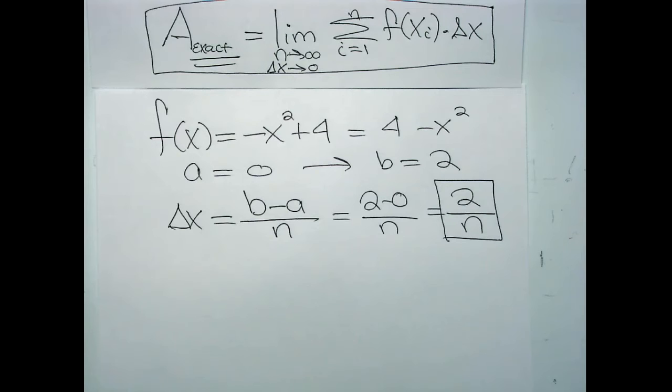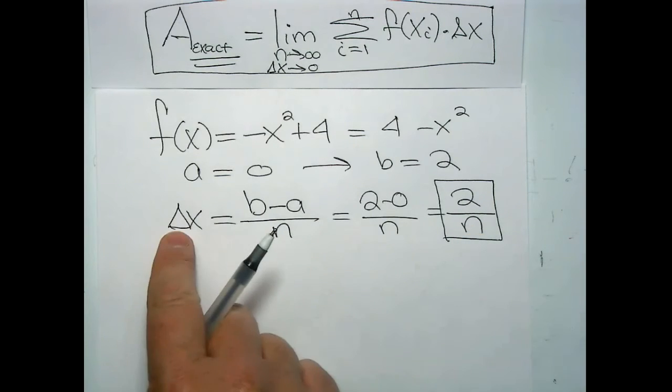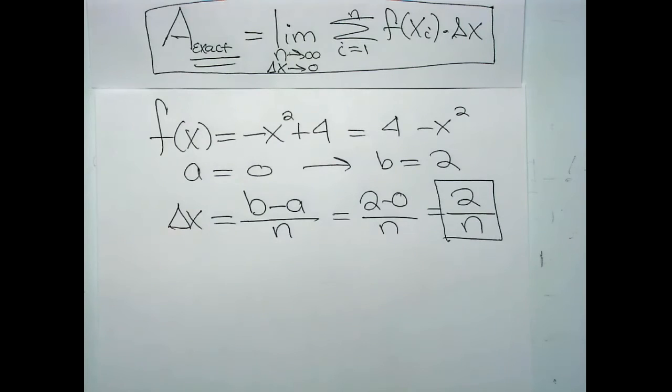This is not a good time to plug in n equals infinity. If you plug in n equals infinity, which is ultimately where I'm headed, you're going to get delta x equals 0, and then, therefore, the area of each rectangle is 0. And so your area will be 0. And I don't think that's the exact area beneath this curve.